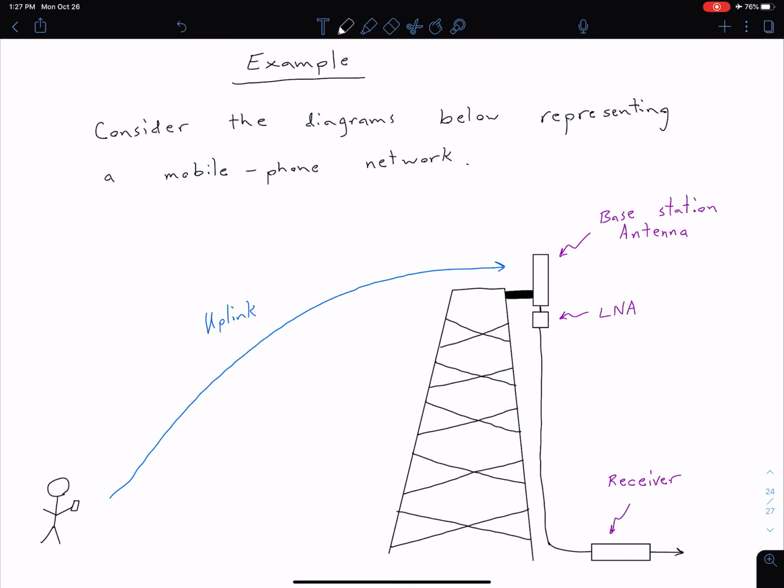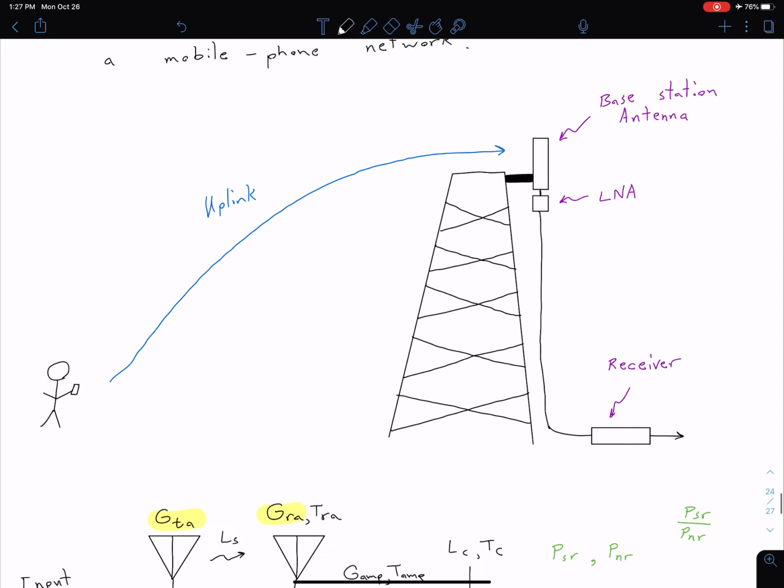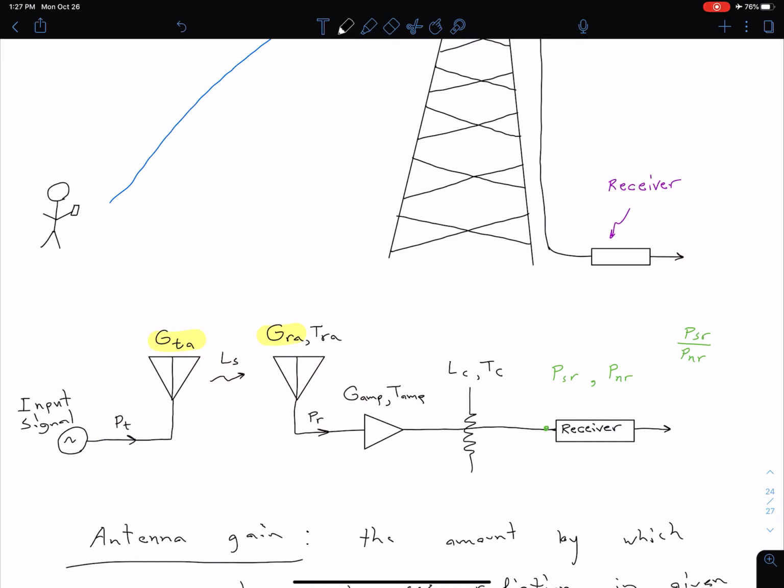In this video, we're going to continue working on our example for our mobile phone network. So remember, here was our diagram, showing our amplifiers and losses. And ultimately what we were trying to find is the maximum allowable value for our space loss, L sub S, given specifications for all of these other components in the system.